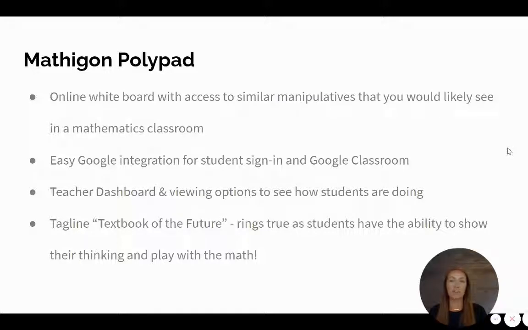Some of the reasons why I really loved Mathigon Polypad were because of its easy integration for Google. Students could sign in easily, and I could post assignments to students in the Google Classroom with just a click. I also loved the teacher dashboard and viewing options. I could see my students' work in real time, which made everything just so much more meaningful for my students. I also love that Mathigon Polypad has the tagline, textbook of the future. This truly does ring true for me because students have the ability to really show their thinking and play with the math.